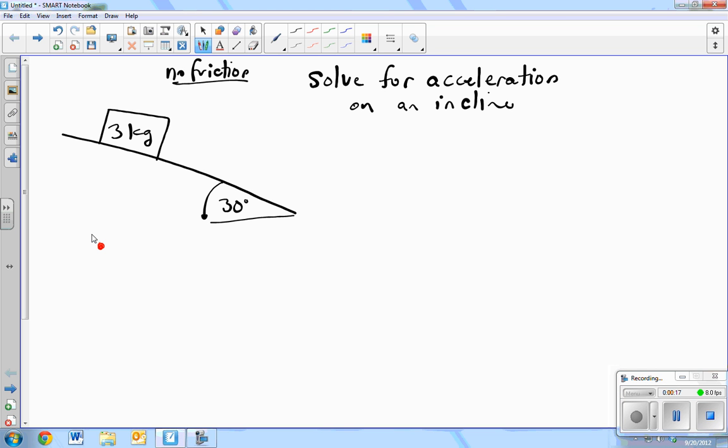So what are the forces acting on the 3 kilogram object? Gravity acts straight down. Normal force, and anything else? That's it. Now what's causing this thing to slide down then? Gravity, or a piece of gravity that is pulling it down the plane.